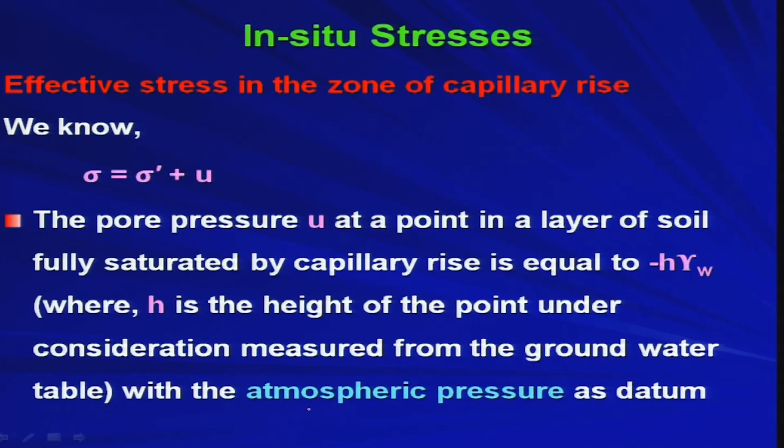So, the pore pressure u at a point in a layer of soil fully saturated by capillary rise is equal to minus H into gamma W, right. H into gamma W is the water pressure above the free water surface. Now, why is the minus sign coming? Because the negative sign stands for the tensile nature; you are getting some suction in the capillary zone. So, this is your pore water pressure in the capillary zone.